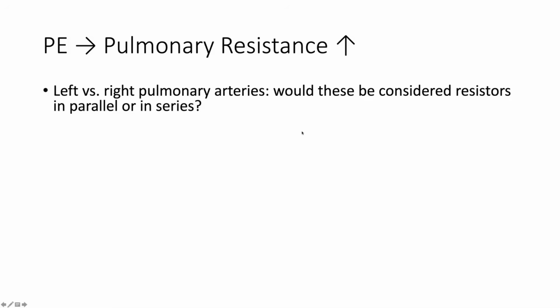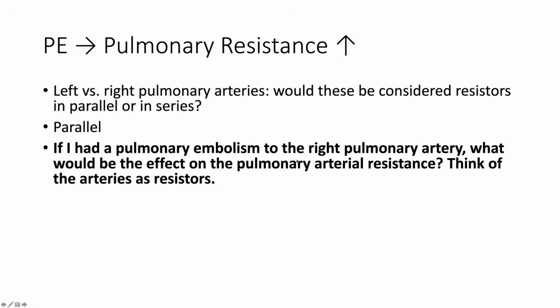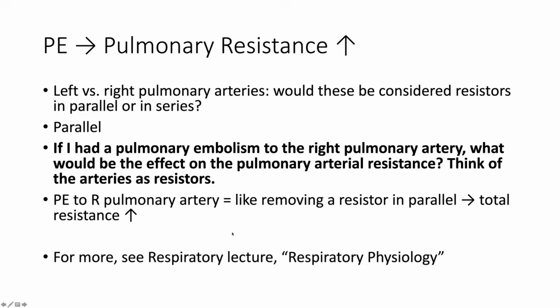Danielle, would I consider my left and right pulmonary arteries to be resistors in series or in parallel? Resistors in parallel. Great. And if I had a pulmonary embolism to my right pulmonary artery, Danielle, what would be the effect on my total pulmonary arterial resistance if I were to think of them as resistors? This is a key concept. I've bolded it. Yeah, if we're thinking about our pulmonary arteries in parallel, then if you were to block our right pulmonary artery, then you'd be removing one of those resistors in parallel. Then your total resistance would increase. Perfect. Yeah, exactly. Excellent.